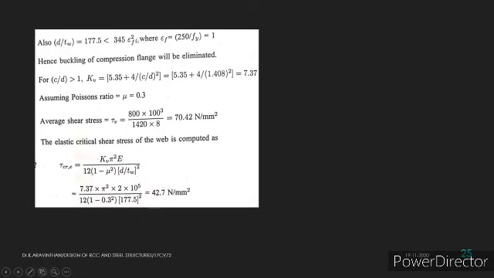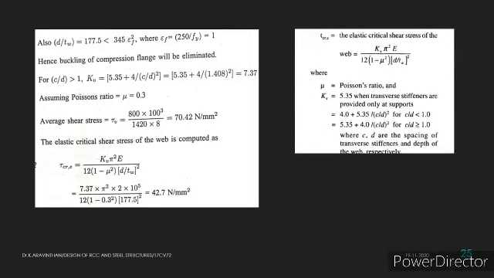Now we know that epsilon is 1 and 345 into 1. Now the depth and thickness of the web. If you divide 1420 by the thickness of the web, which is 8, we will be getting 177.5, which is lesser than 345. Hence, the buckling of the compression flange will be eliminated. So for proving that the buckling in the compression flange is safe, we are doing this step. And also, let us go to the next criteria.